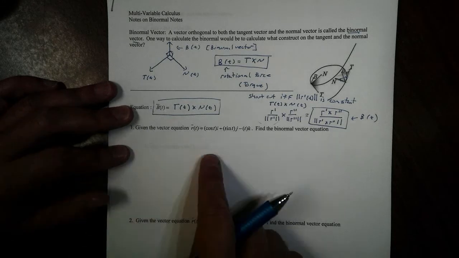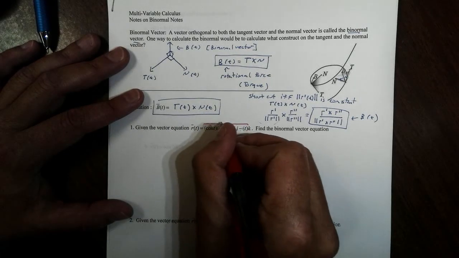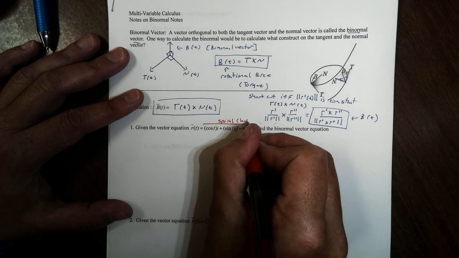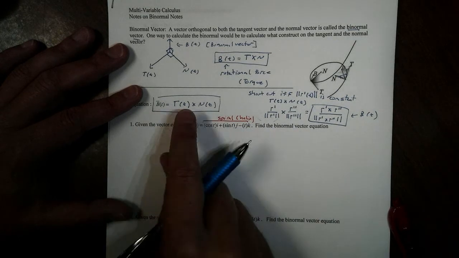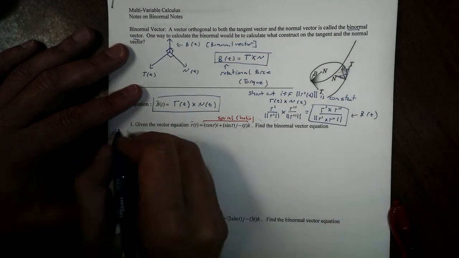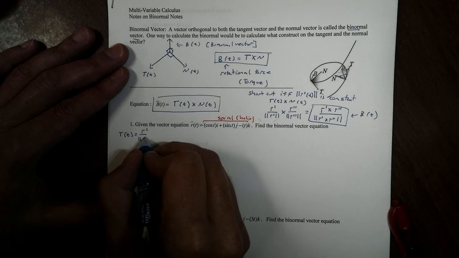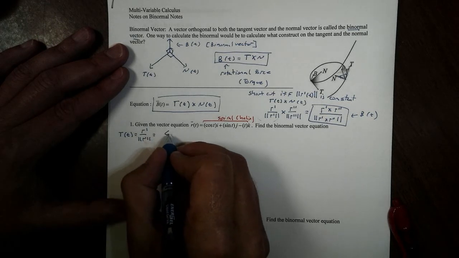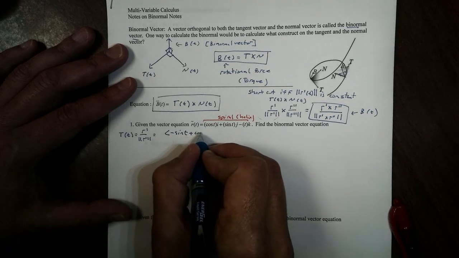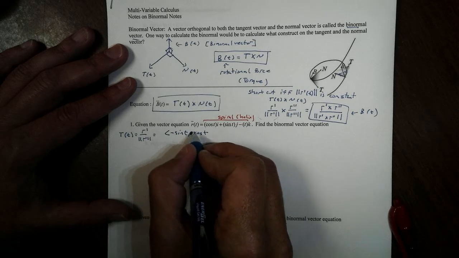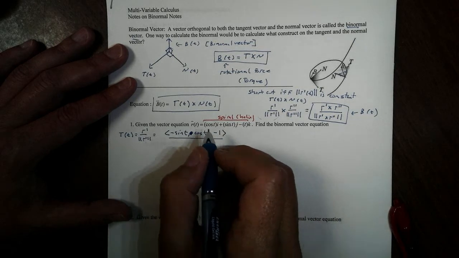Given this vector equation, cosine t, sine t, minus t, of course we should automatically recognize this. This is our spiral, or our helix, right here. And we're asked to find the binormal vector equation. So we need the tangent, and we need the unit normal. So the unit tangent vector is just going to be r prime over the magnitude of r prime, which is not too hard to do. This is negative sine t, cosine t, negative 1. The magnitude shouldn't be too hard to get.